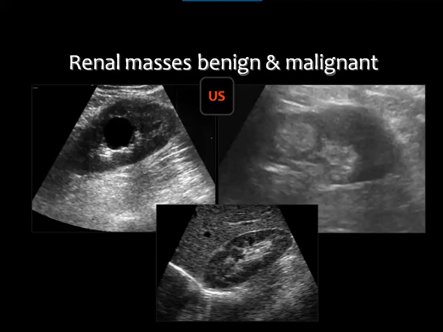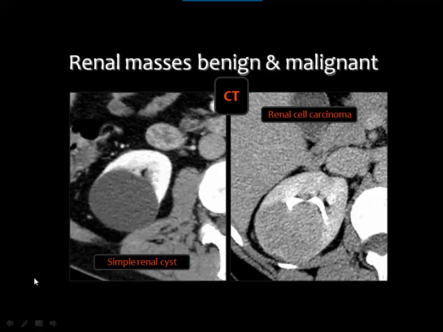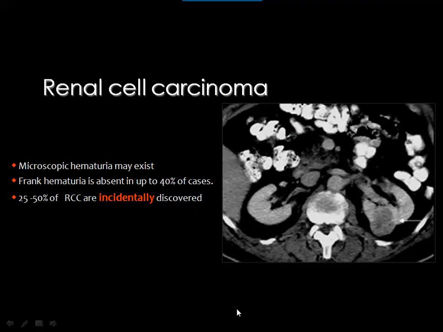By ultrasound, we know that this is the normal appearance of the renal parenchyma, and this is the classic appearance of a simple renal cyst, a hypoechoic fluid-containing lesion with posterior enhancement, and this is the appearance of a solid renal mass with an echogenic texture and no posterior enhancement. Then you also remember the difference between a simple renal cyst, the fluid-containing lesion in the kidney, and the renal cell carcinoma, which is a solid lesion in the renal parenchyma.